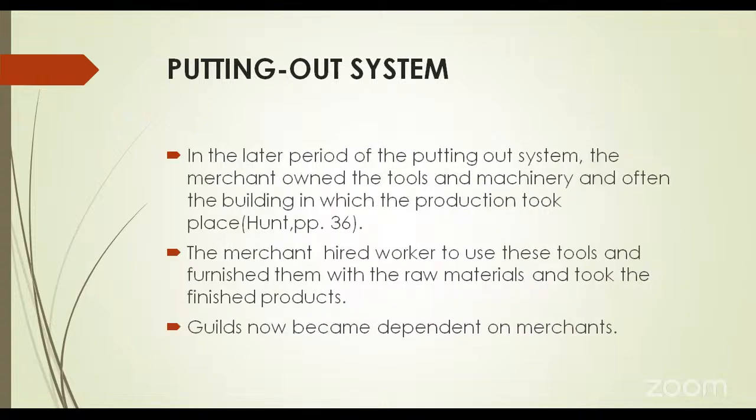In the later period of the putting out system, the merchant owned the tools and machinery, often the building in which the production took place, to try and get control. As we shall see in the later unit, today you don't even need to own the tools and machinery. Somebody else can own the tools and machinery. There are processes. The merchant hired workers to use these tools, furnished them with raw material, took out the finished products, and workers now became dependent on the merchants.